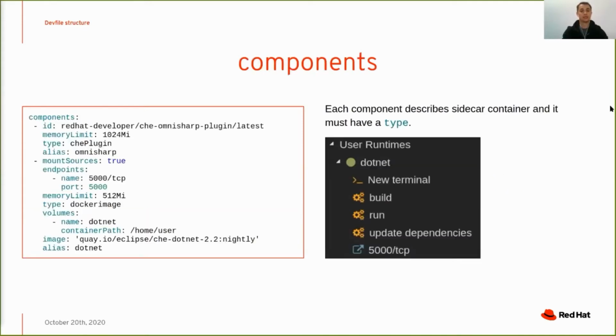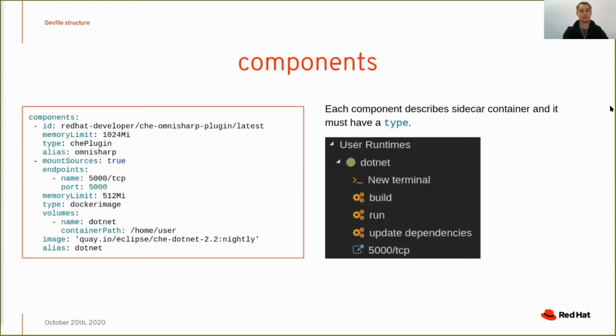The biggest part is components. It describes elements or containers for the editor, for plugins and environments, and it must have an attribute with the name type. Type specifies the component, and it could be Docker image, Che plugin, Che editor, Kubernetes, or OpenShift. And each component can have an alias. It is the name used in other places of the Devfile, like commands, to refer to this component. This attribute is optional, but it must be unique in the Devfile if specified.